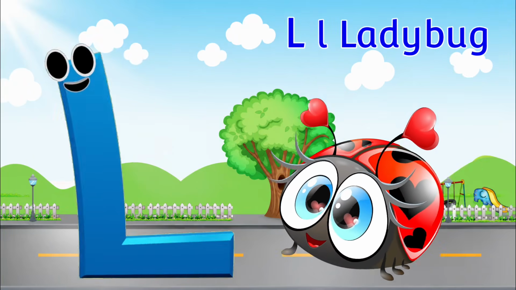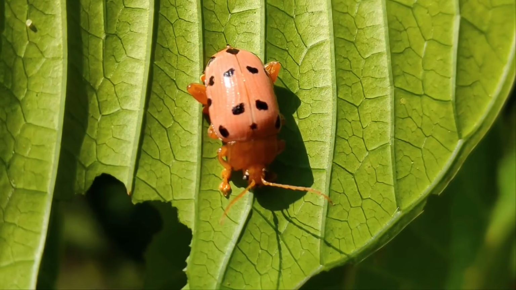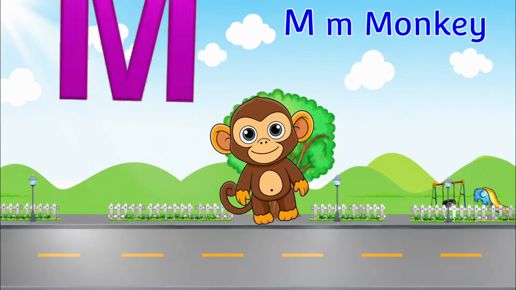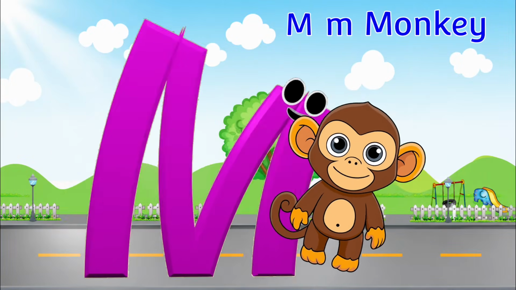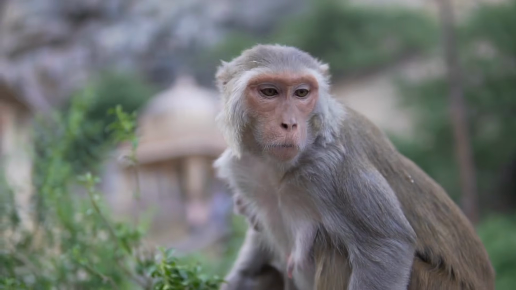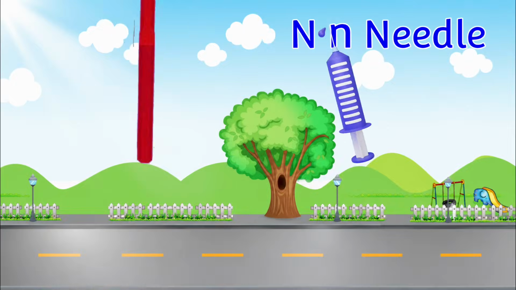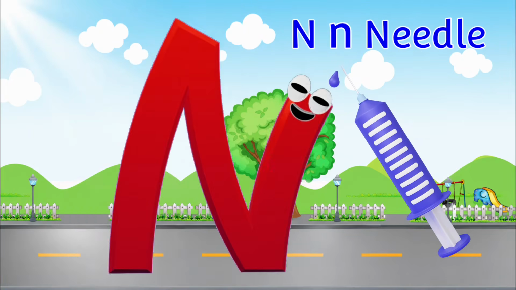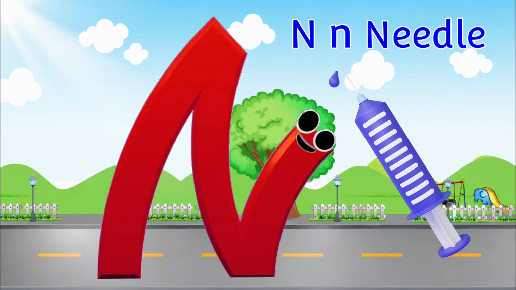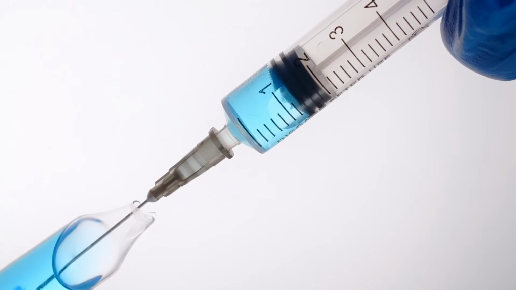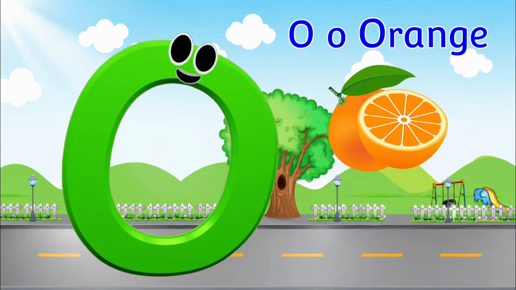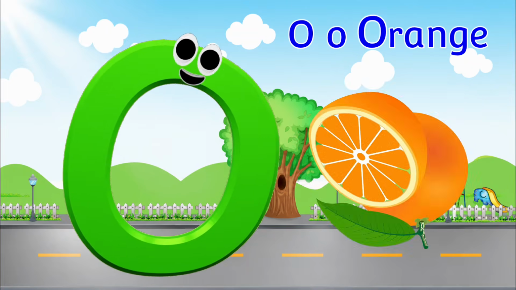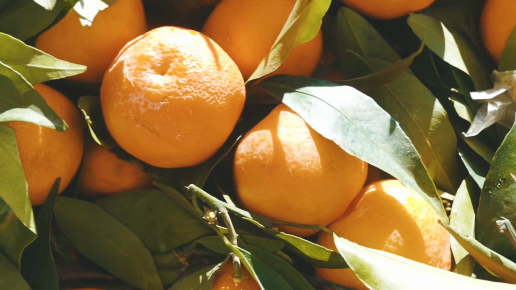Ladybug. Ladybug. Tiny ladybug. M is for monkey. Monkey. Monkey. Ooh, monkey. N is for needle. Needle. Needle. Silver needle. O is for orange. Orange. Orange. Juicy orange.